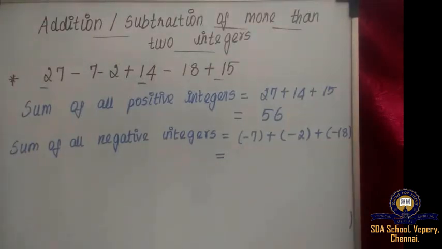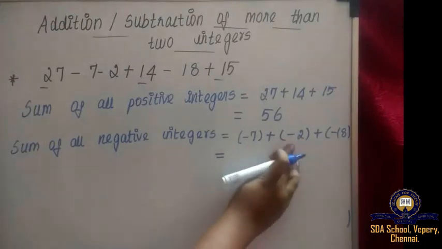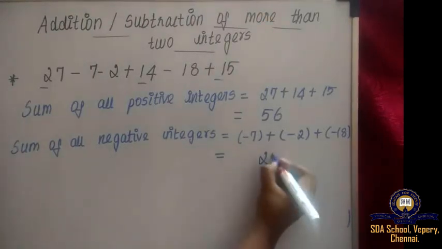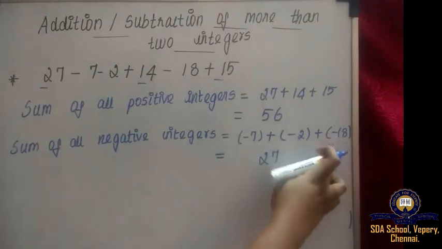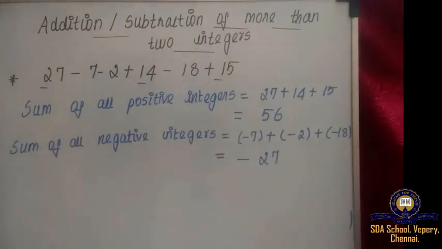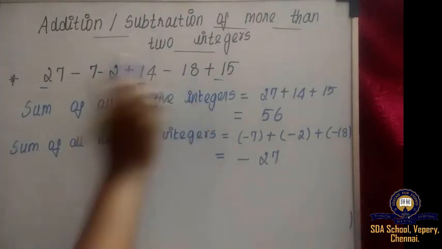So you have to find their absolute value and you have to add the absolute values. So the absolute value of minus 7 is 7 and the absolute value of minus 2 is 2 and the absolute value of minus 18 is 18. So when you add 7 plus 2 plus 18, what you will get? 27, and you have to put the same sign. All the three integers have the same sign to be negative. So it is minus 27, and then you have to add the sum of all positive integers and the sum of all negative integers in order to obtain the value.